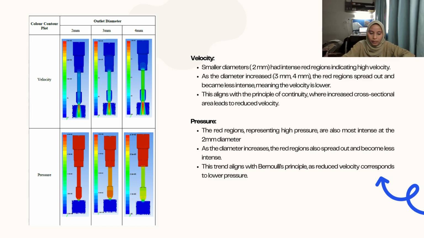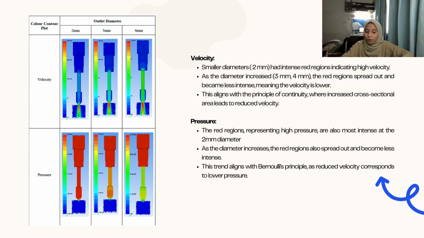As the diameter increases, the red region spreads out and becomes less intense, meaning the velocity is lower. This makes sense because when the pipe gets wider, the fluid has more space to move, so it slows down. This is exactly what the principle of continuity predicts.